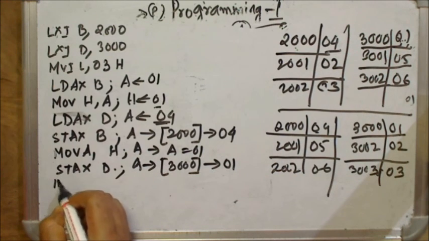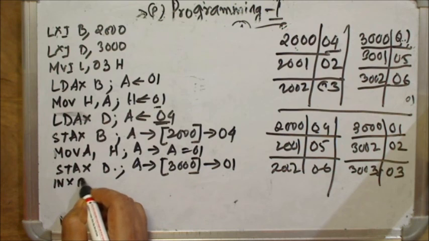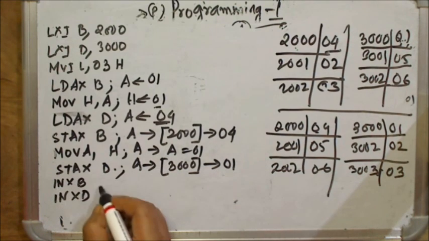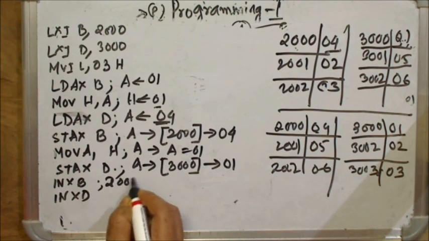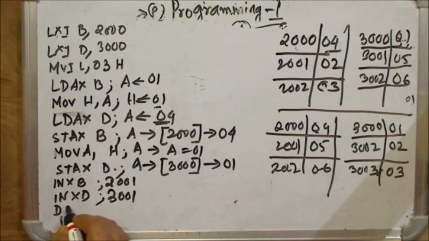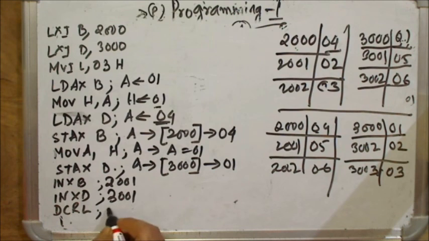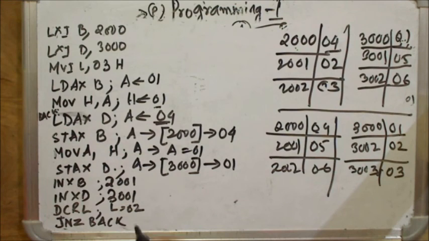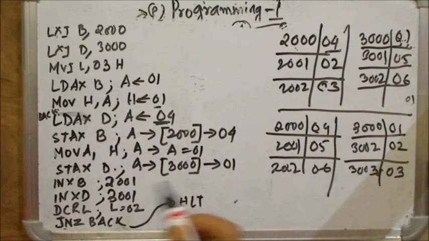So we'll increment the registers INX B and INX D. So B will become 2001 and D will become 3001. Okay, we will decrement the loop. L will become 02, JNZ back. Here, back. Okay, then halt. Okay, so let's go here.